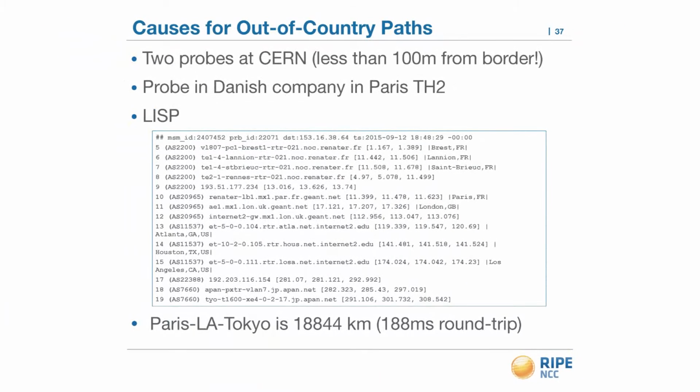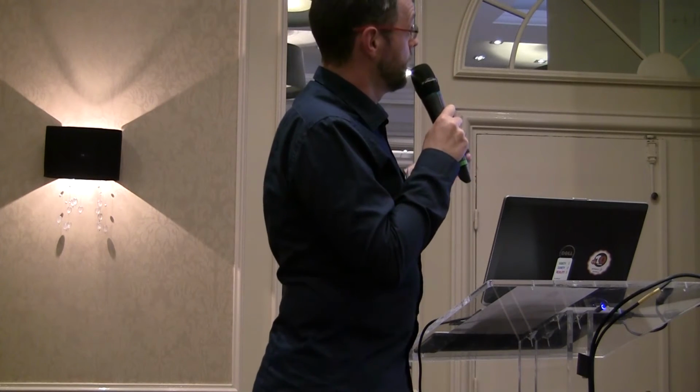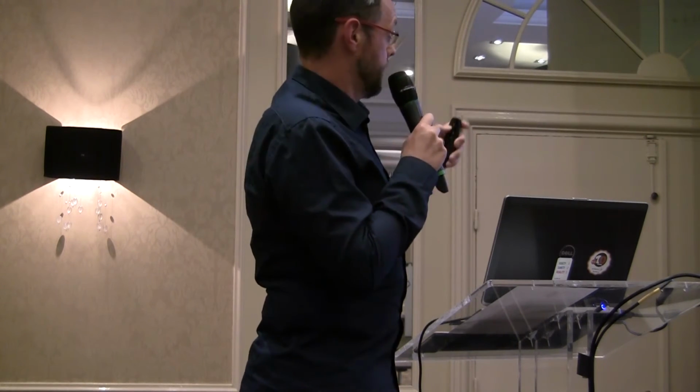So it brings me to causes for out-of-country paths, because you actually want to know, is this a problem or not? Two of these probes are in CERN, and they're less than 100 meters from the Swiss border. So I don't forgive them for not trying to keep their traffic or their path within France. A Danish company in Paris, some stuff moves up to Copenhagen.